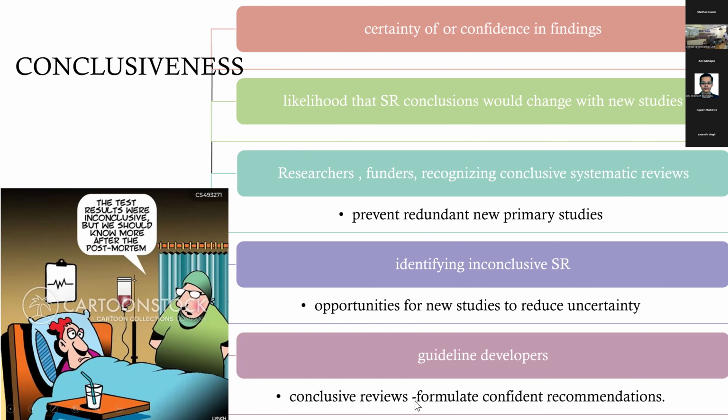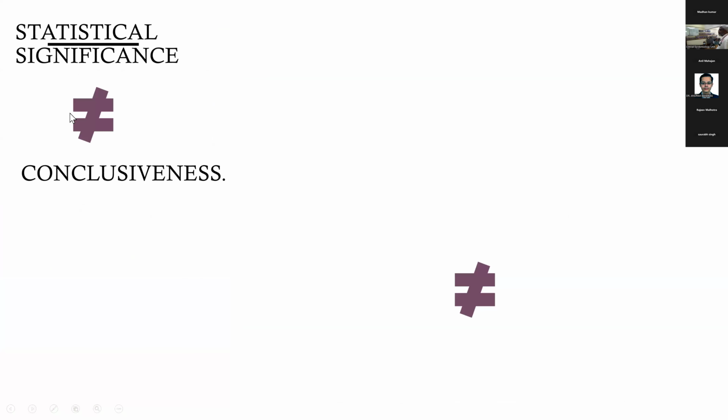So, I'll stop here. Any questions? This is the basic funda of what is conclusiveness. So, for researchers, if there is a conclusive systematic review, don't do any more studies. If there is an inconclusive systematic review, do some more well conducted large studies. And for guideline developers, if the review is conclusive, you can make confident recommendations. Whereas if the reviews are inconclusive, we are less confident in our recommendations, and we should make these ante-mortem, not post-mortem.